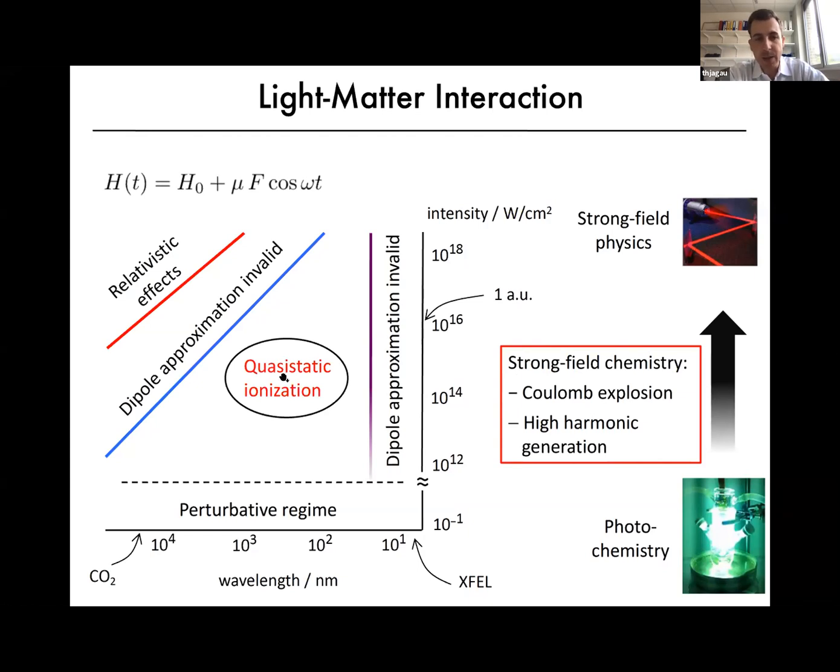And in order to treat that, you can use a very simple Hamiltonian. The dipole approximation is still valid in this region, so we don't have any fancy terms. Also, relativistic effects are not yet relevant. We can use a very simple Hamiltonian. We just cannot invoke a perturbative treatment because the two terms in the Hamiltonian are of the same order of magnitude. So what's this quasi-static ionization?